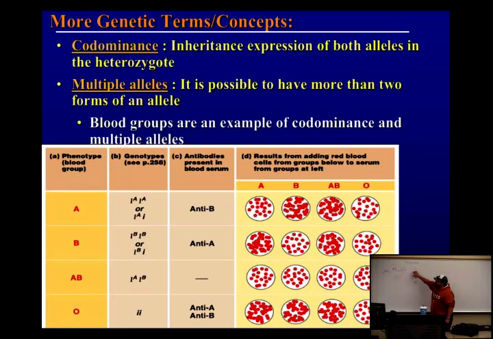Does that make sense? So let's go back to this. What's the genotype of someone that has a phenotype of O blood? What's that allele have to be? Well, remember there's A, B, or O. There's only three. So what's that one? O. And that one? O. So that's the genotype.